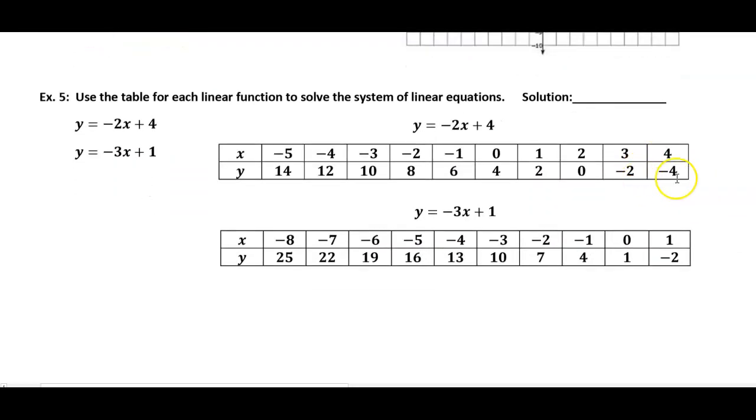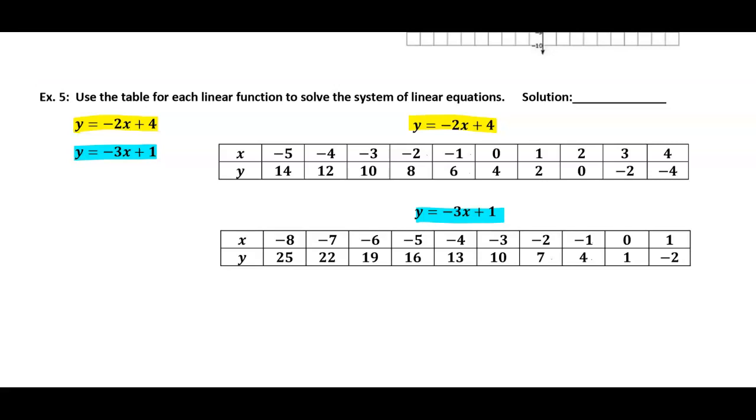Now, the last one. Remember, you could take any linear function and create a table of values. If I look at this first function, they tell you the first equation, the table for it, is right here. The second one, the table is underneath that function. So now, where would the solution of this system of linear equations exist? The solution to this system will exist at the ordered pair that's in both tables.